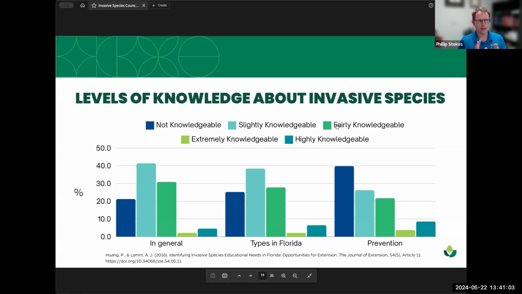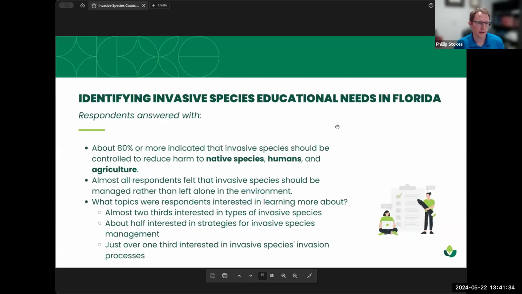The main thing to think about is that there is a bit of a knowledge divide between experts and the public, which makes sense. Not everyone can be an expert in everything, but there's certainly work to be done to increase the public's knowledge about invasive species. Hopefully today we can learn some techniques on how to communicate them. A couple other takeaways: about 80% or more indicated that invasive species should be controlled to reduce harm to native species, humans, and agriculture. Those were the three highest topics.